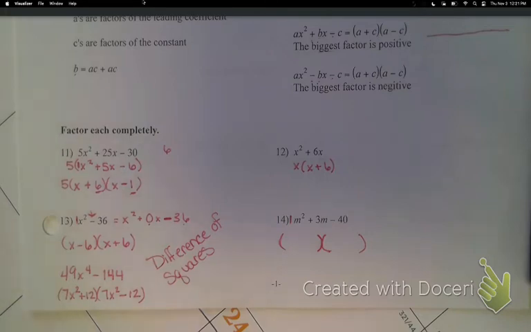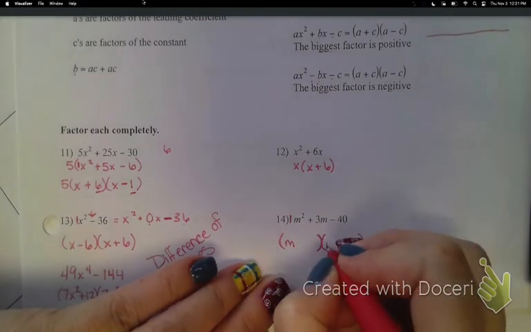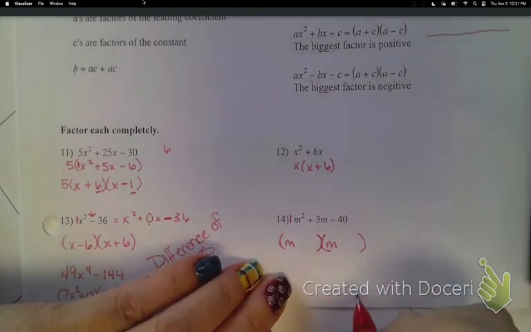Okay, so I got 1 and then parentheses m minus 5, and different parentheses m plus 8. Okay. Yes, you're right.